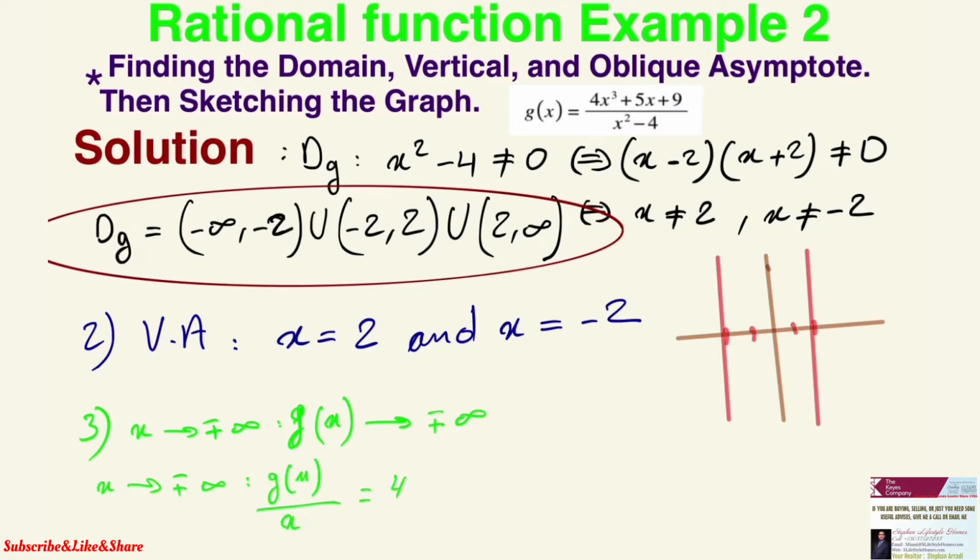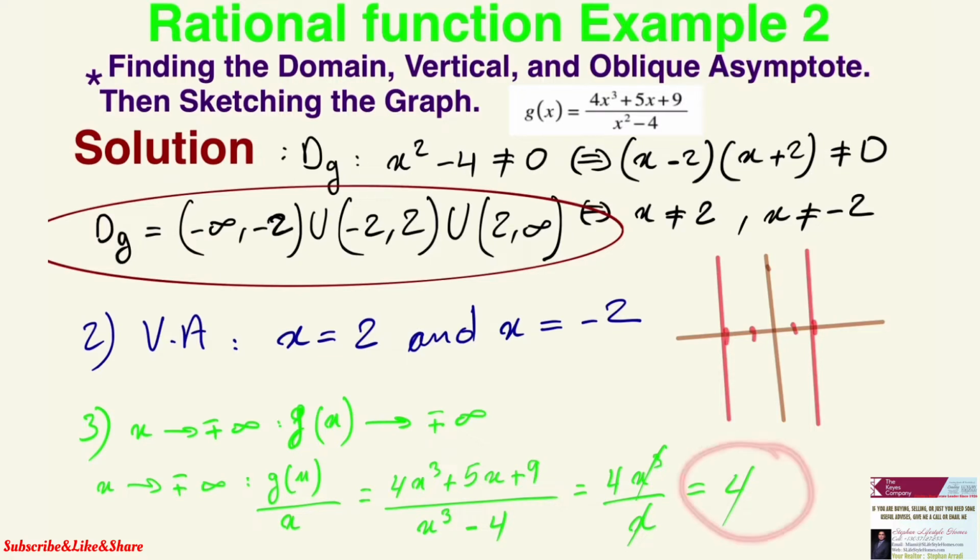In this case it is 4x to the third plus 5x plus 9, divided by x times x squared minus 4, which gives x to the third minus 4x. When x goes to plus or minus infinity, we ignore all the other numbers and just work with the highest power of the polynomial. So it will be just 4x to the third over x. We cancel this and it gives us 4. So the curve of this function has an oblique asymptote, and the slope is m, equal to 4.